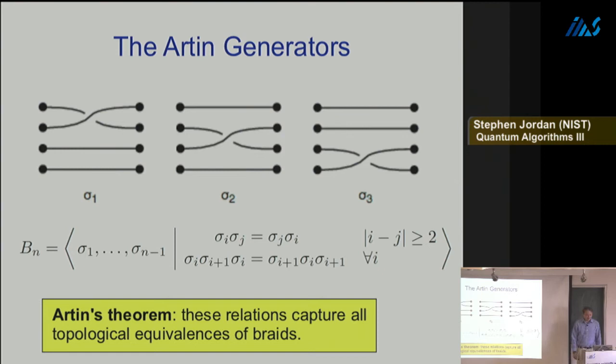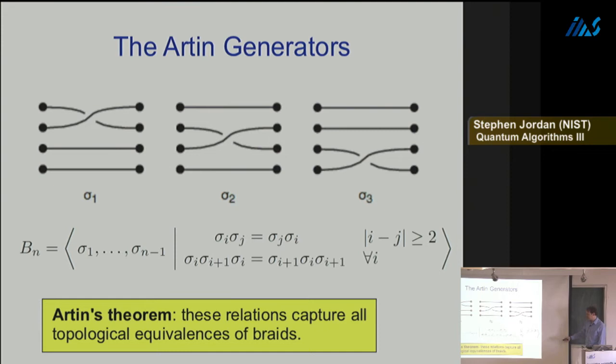So there's a remarkable fact from the early 20th century by Emil Artin, which says not only is the braid group generated by this discrete set of generators, but we also have a complete discrete categorization of the relations amongst these generators that correspond to topological equivalences of braids. And those are these relations right here. It's an analogous situation to the Reidemeister moves. We have a discrete set of equivalences, in this case only two types of them, that generate all of the equivalences.